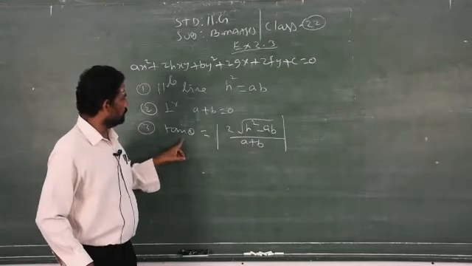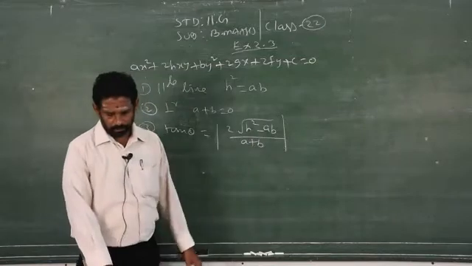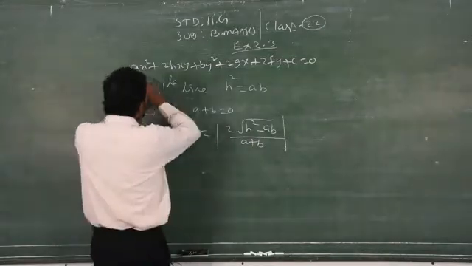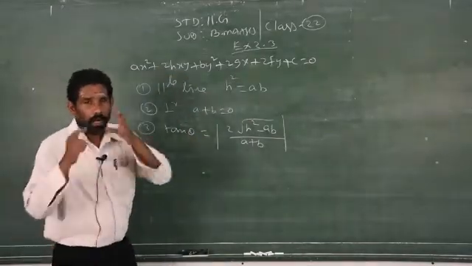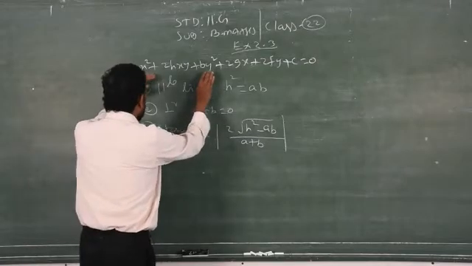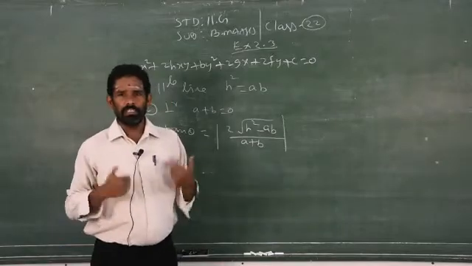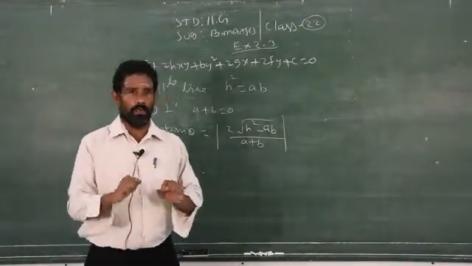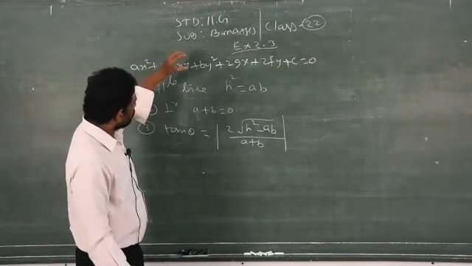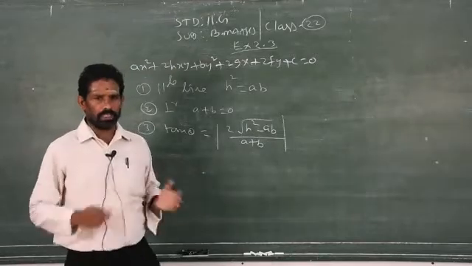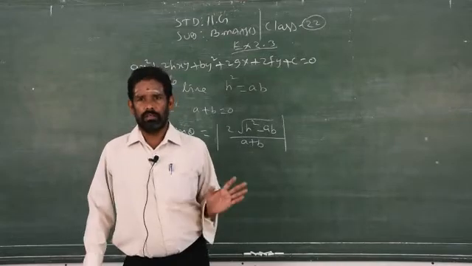This is the formula: tan theta is equal to 2 times the square root of h square minus AB, divided by A plus B. And whether that equation represents a pair of straight lines or not, how do you check? I said this general equation is a pair of straight lines, but whether it is true or false, how do you find out?